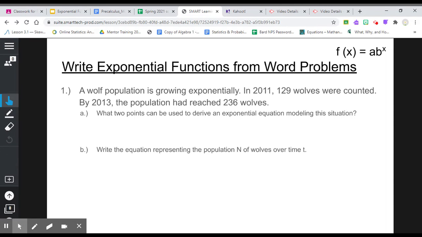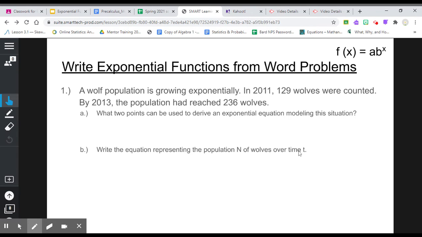The first example is about population growth. A wolf population is growing exponentially. In 2011, 129 wolves were counted. By 2013, the population had reached 236 wolves. For part A, what 2 points can be used to derive an exponential equation modeling this situation? If you notice, we were given a time and a count and another time and a count. So we were really just given 2 points, and we can decide how to model this.